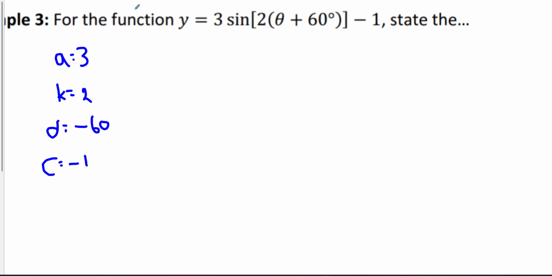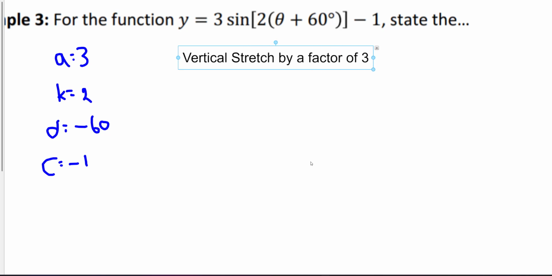Anyways. Okay. So first things first, let's type out what this means. Vertical stretch by a factor of 3. That's my A value. Horizontal. Now is it horizontal stretch or compression?